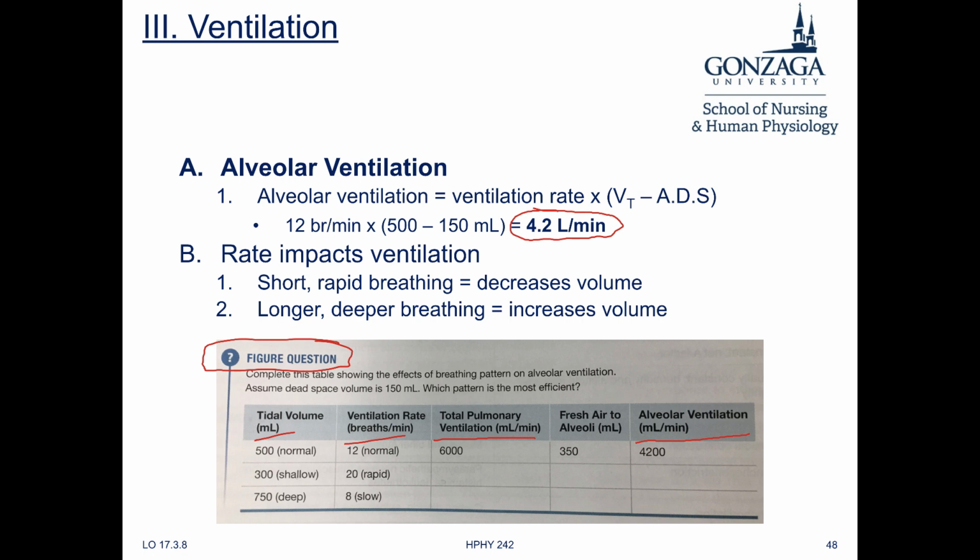Going back to the rate and depth and how that impacts your ventilation, many of us have experienced hypoventilation or hyperventilation situations, but if you think about it physiologically, functionally, very short, rapid breathing actually decreases the volume of air that's reaching the alveoli. So longer, deeper breathing increases the amount of air that reaches the alveoli.